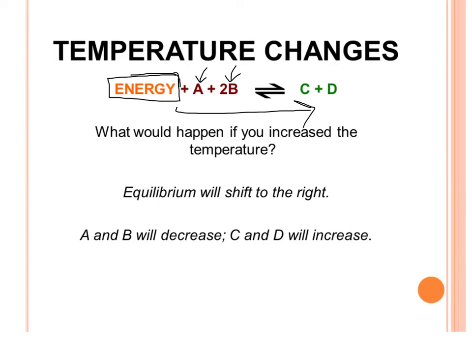It's going to want to use up this extra energy. It's going to create more C and D. It's going to decrease the concentrations of A and B in order to try and restore equilibrium.